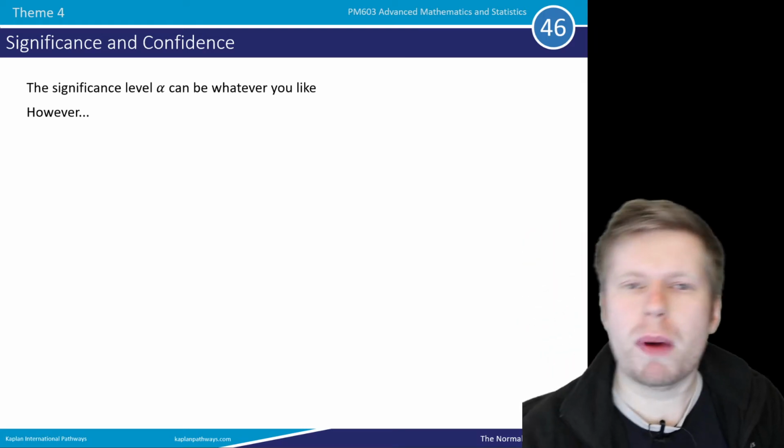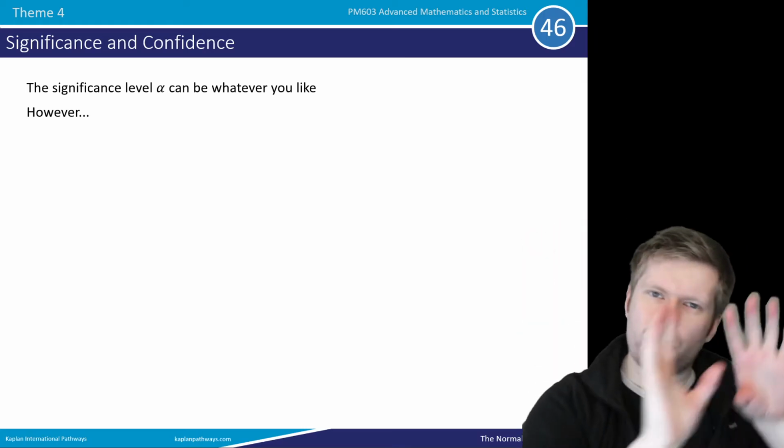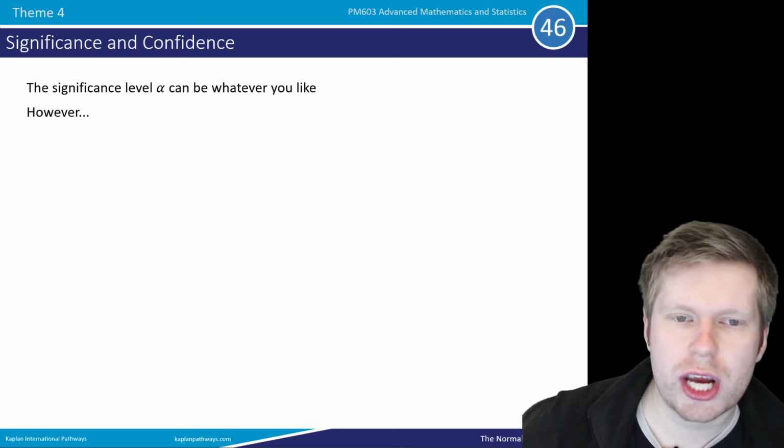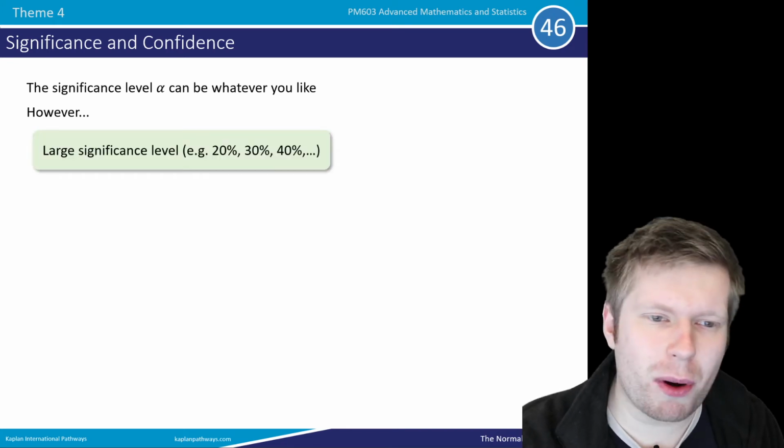So, what about the significance level? Well, remember the significance level is the cutoff point, the point where we say, yep, the p-value is low now, we're probably saying that the null hypothesis is not true, we're rejecting the null hypothesis. It can be whatever you like. However, there's a few things to bear in mind.